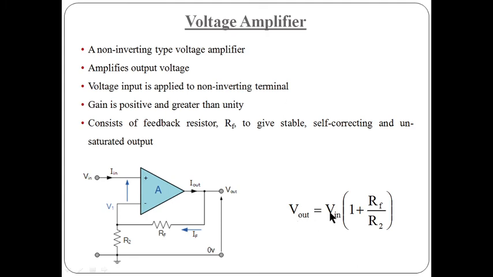Here you can see voltage output is equal to V of in into 1 plus RF upon R2. So you can consider that we are going to make a gain in the incoming voltage, which is greater than unity. So this is the complete circuit. It consists of a feedback resistor RF to give a stable, self-correcting and unsaturated output. If this question comes in the exam, you need to draw this diagram and explain it. You need to give the explanation. This question is very rarely asked in the examination.